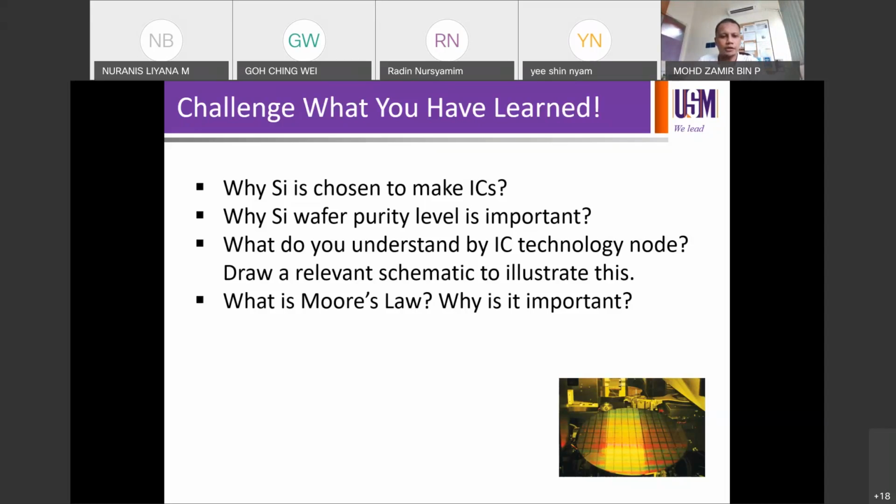So if you are asked to draw a relevant schematic of this, then you have to draw a CMOS with the gate, gate oxide, source and drain, just like what we learned yesterday, and then label your gate length. Okay, next, last one. What is Moore's law? And why is it important?